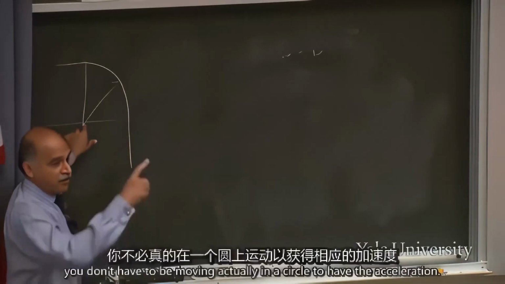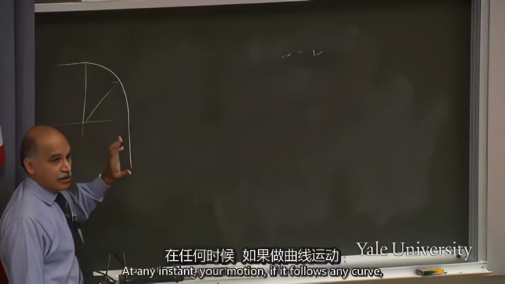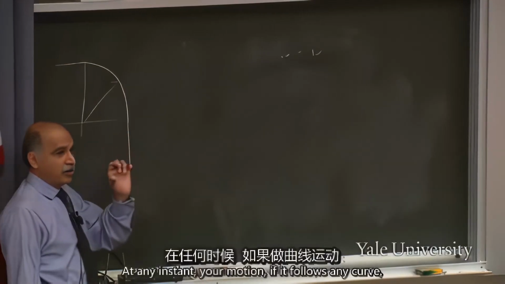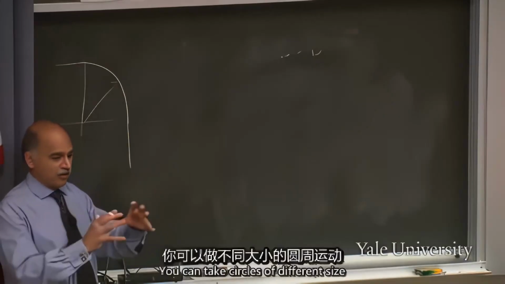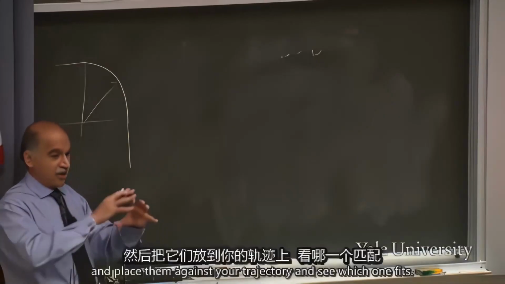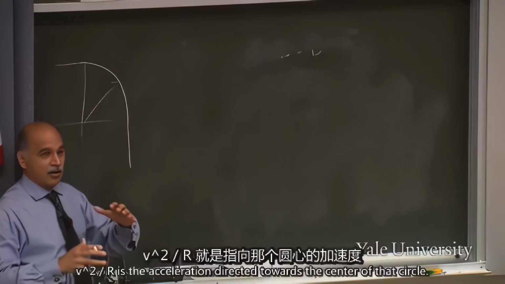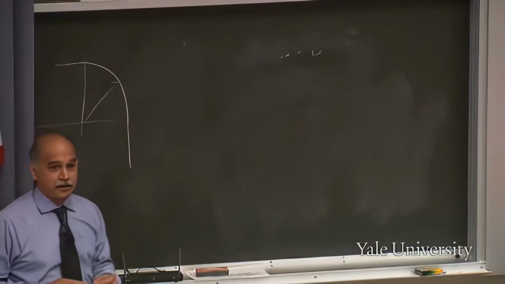In other words, you don't have to be moving actually in a circle to have the acceleration. At any instant, your motion, if it follows any curve, locally can be approximated as being part of some circle, right? You can take circles of different size and place them against your trajectory, see which one fits. That's the r. v squared over r is the acceleration directed towards the center of that circle. Okay.